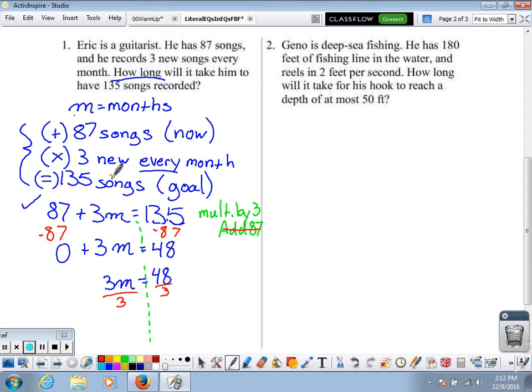Okay, and we can use a calculator if we need to. But 3 divided by 3 is going to give us 1. So we have 1m. What about 48 divided by 3? 16. So we have m equals 16. Now we have our solution. We should check that solution. So we should sub that back into the original. So 87 plus 3 times 16. Well, 3 times 16 is 48.